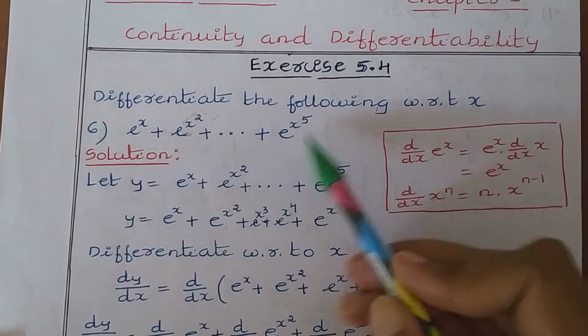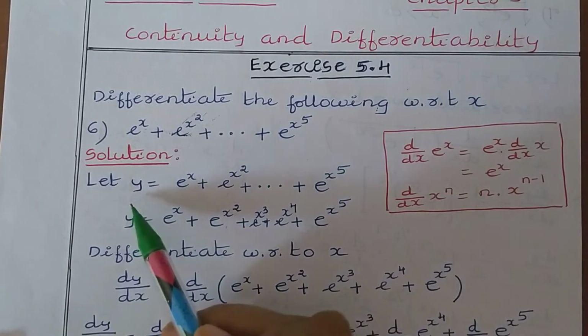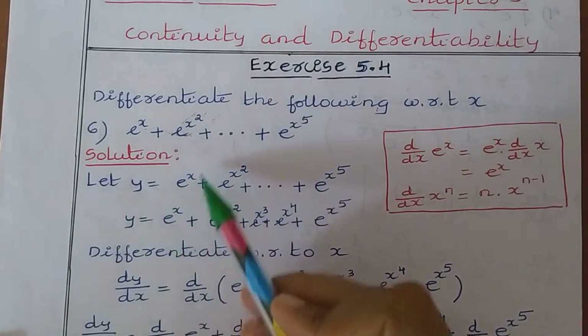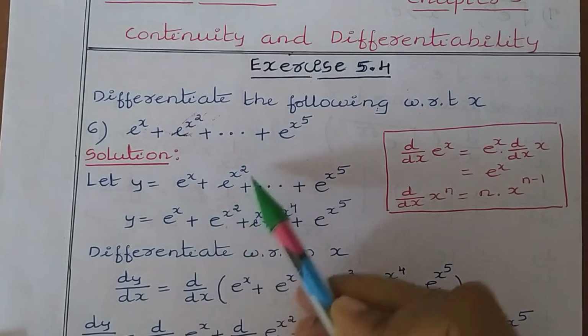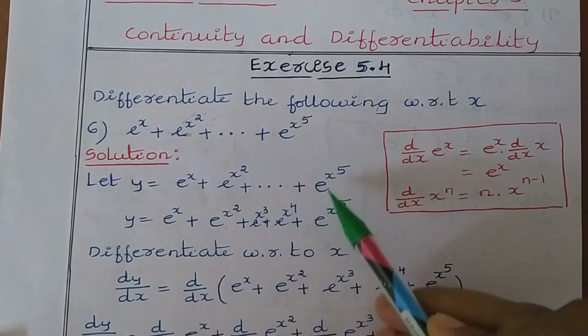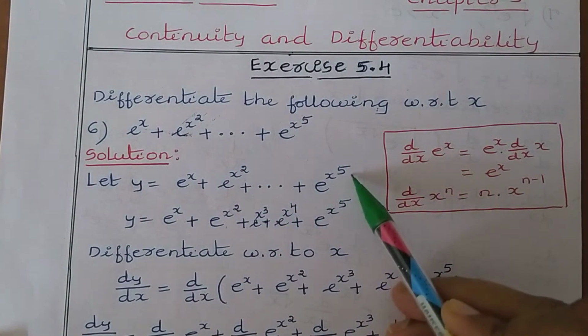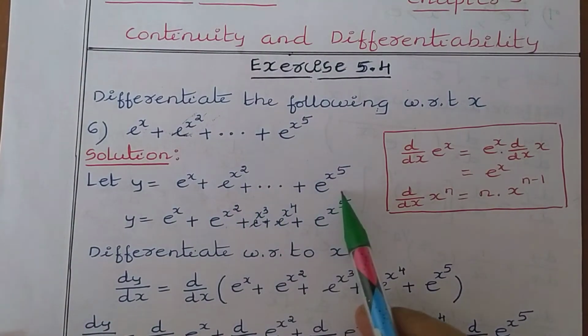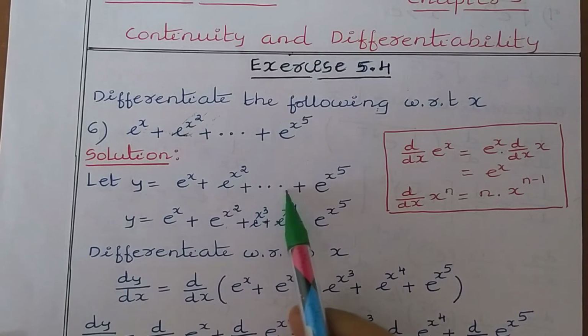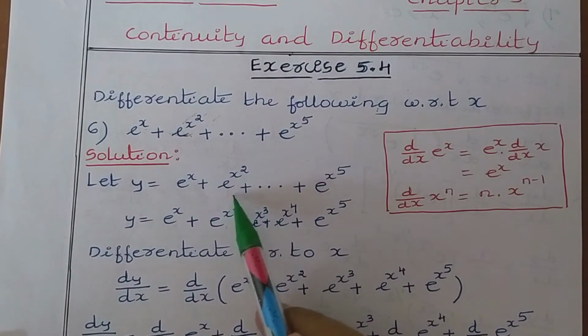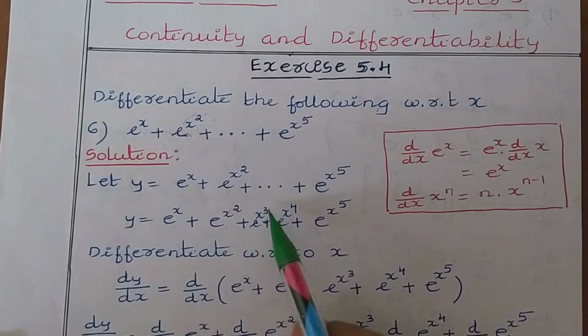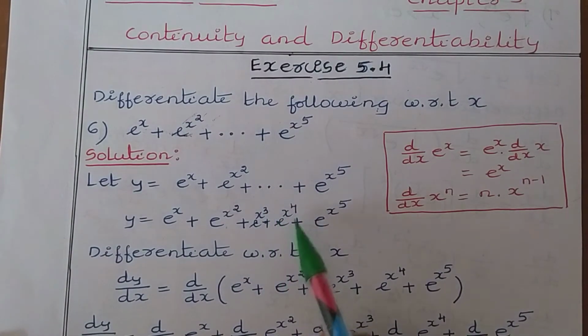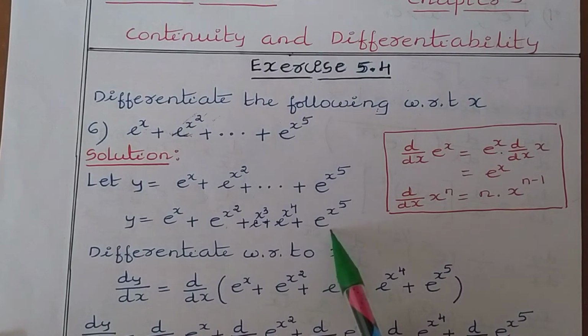First, let us take the given problem as y. So y is equal to e to the power x plus e to the power x square plus so on up to e to the power x to the power 5. First here, let us write this in expanded form. Here two terms are not given, that I am writing. Like this way, if you continue, next term after this we get e to the power x cube. Then after this e to the power x to the power 4. Then last e to the power x to the power 5.